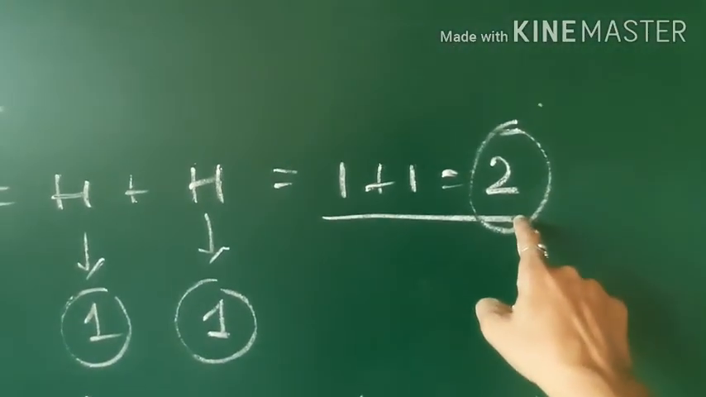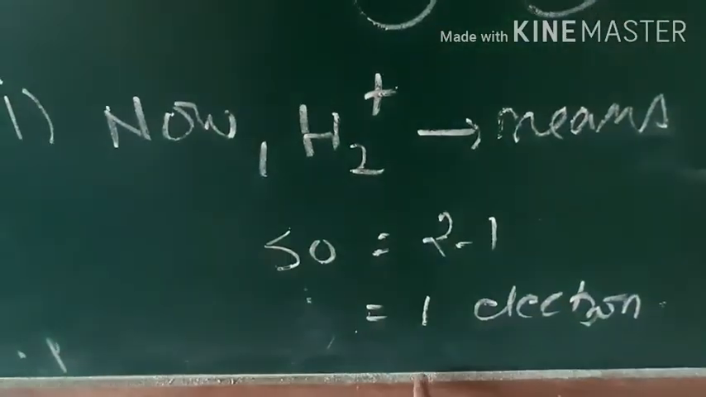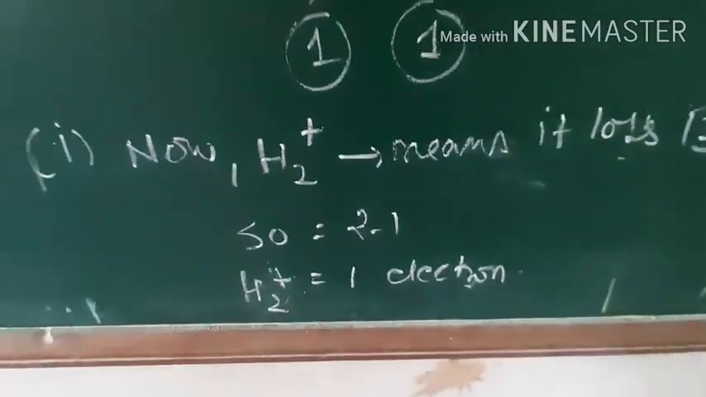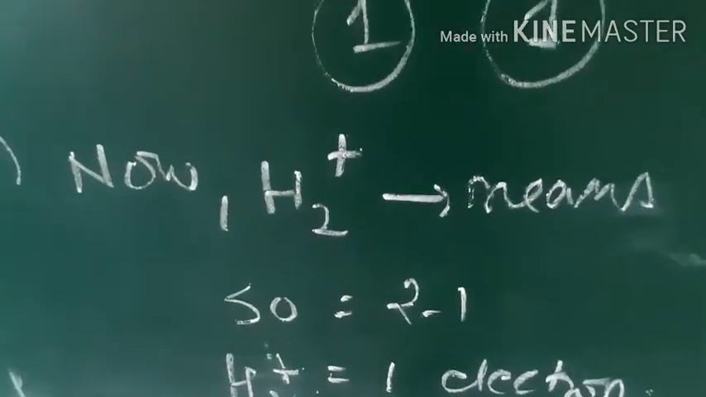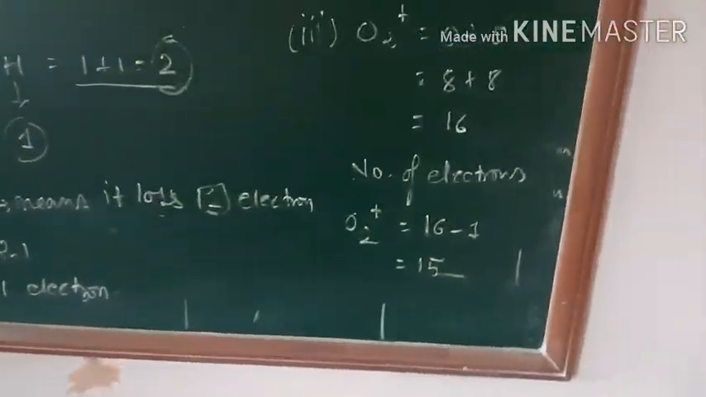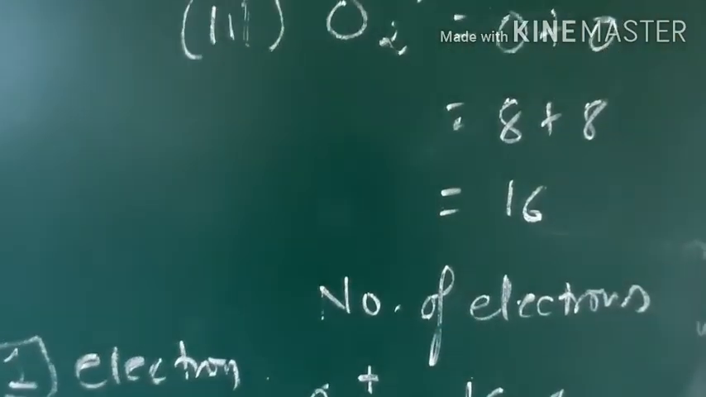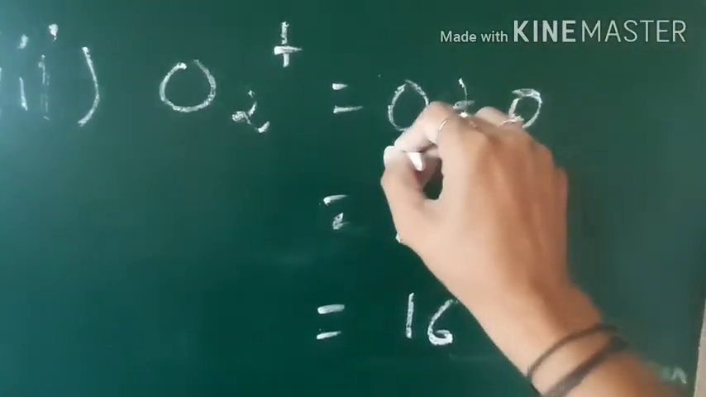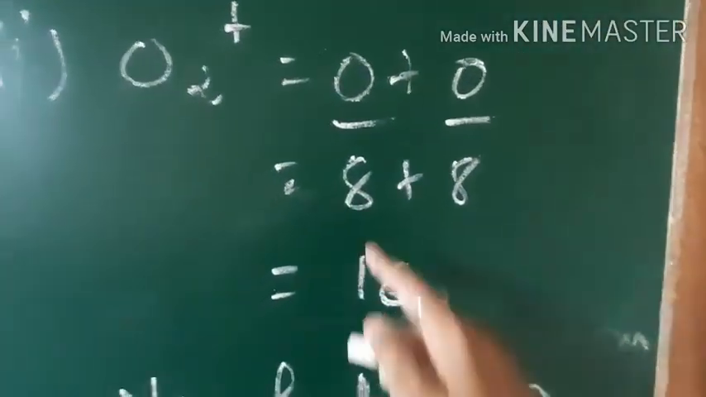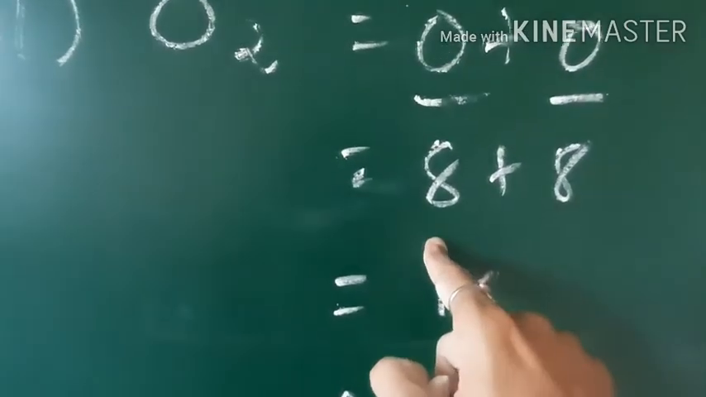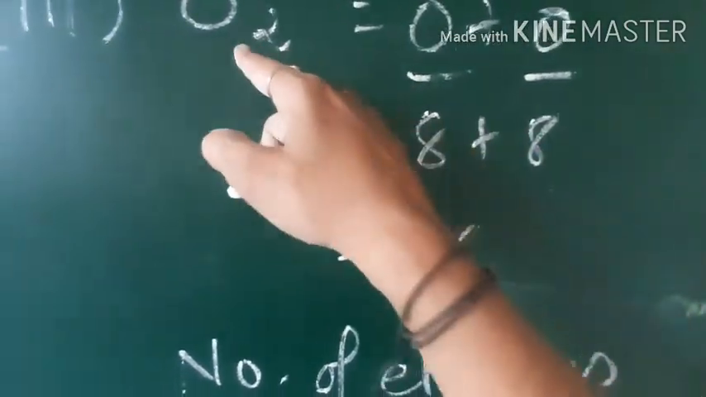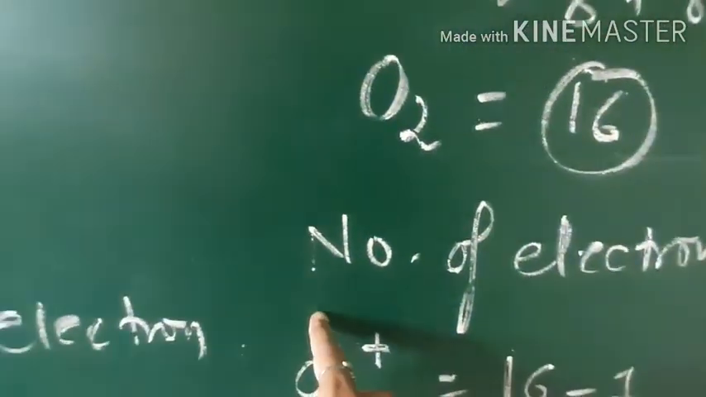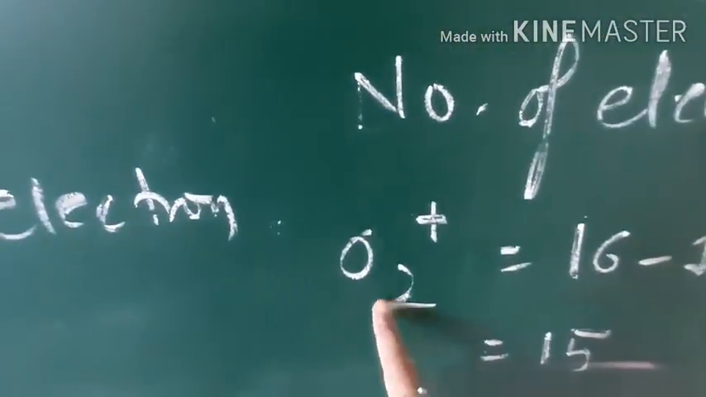Now H2 plus means it lost 1 electron. उसके पास कितने इलेक्ट्रॉन थे? 2 में से एक चला गया. So H2 plus lost 1 electron, so it contains 1 electron. And O2 plus ion: the oxygen molecule O2 is made up of an oxygen atom and an oxygen atom. Each oxygen atom has 8 electrons, so the O2 oxygen molecule has 16 electrons.